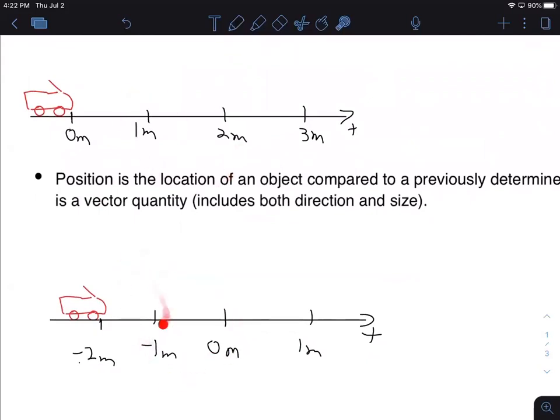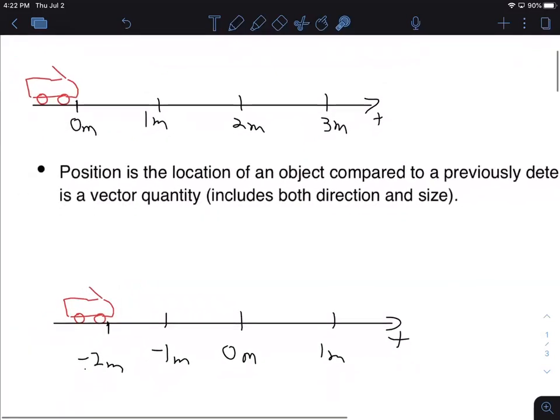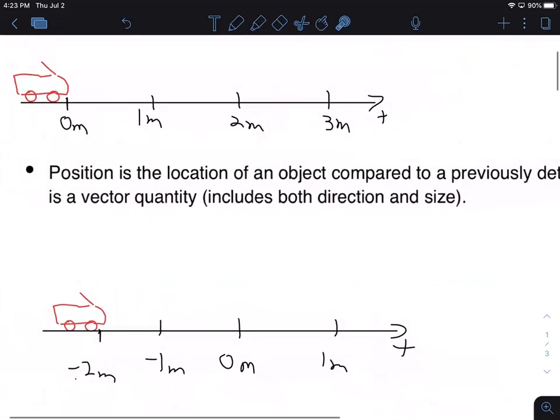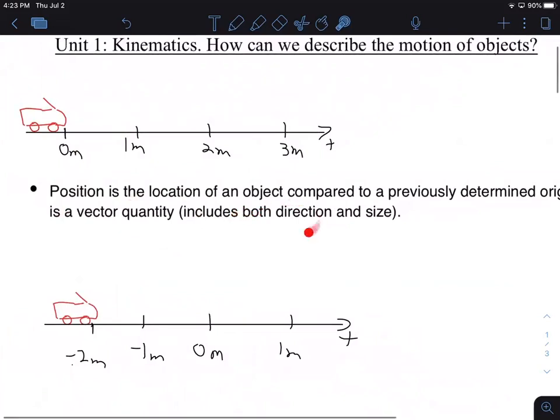We'll see as we go along that all the stuff we do ends up working. It looks a little different, obviously: the buggy's starting at 0 here, and here it's starting at negative 2, but it will all work out. So don't fret too much about your choice of origin point. It's all going to work out either way. All right, so this is the location of the object, and it's a vector quantity. It includes both direction and size.